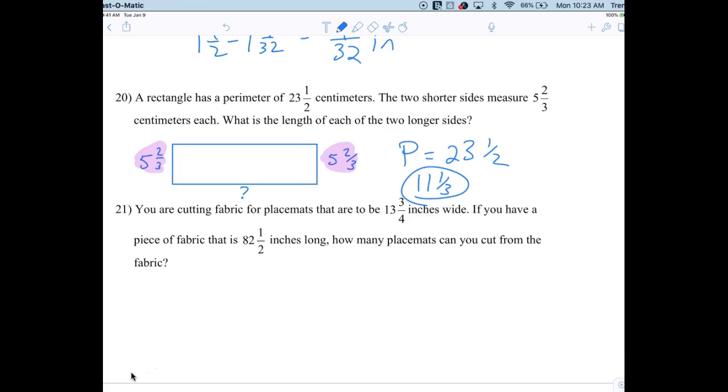And then I subtracted that from 23 and 1/2. Wow, very good. So that would give the remaining length here and the remaining length here. Very nice work. And then what? And then I divided that by 2 because the sides are the same.